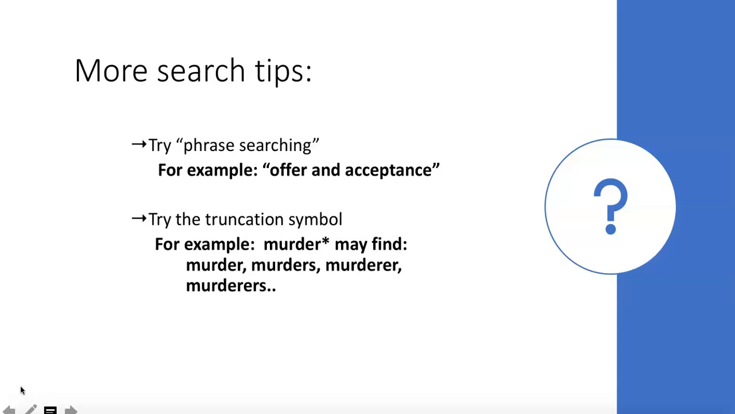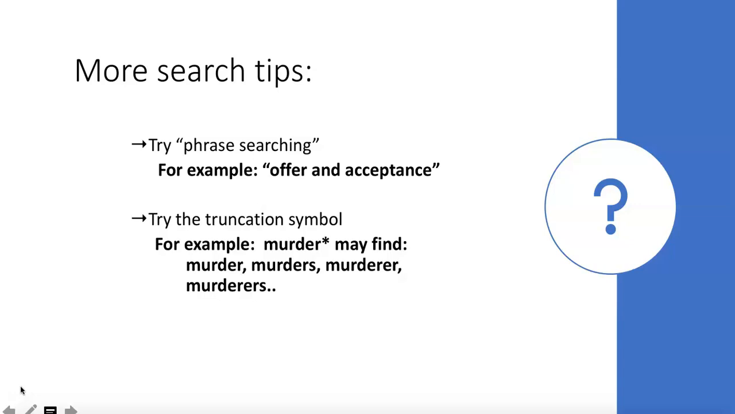You may want to put two or more words together to do phrase searching. Enclosing words in double quotation marks will instruct a database to search for those words as a phrase. For example, "offer and acceptance". If you don't do that, it will search for each individual instance of each individual word. So you would find all mentions of offer and all mentions of acceptance. They won't necessarily go together to refer to the contract law term offer and acceptance.